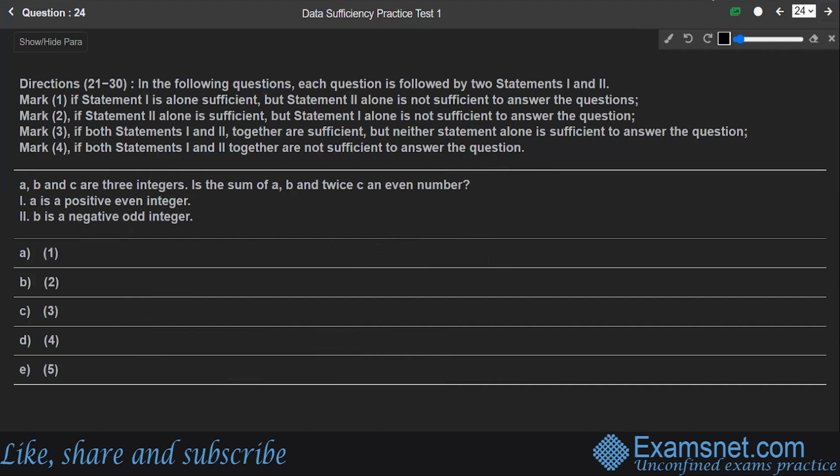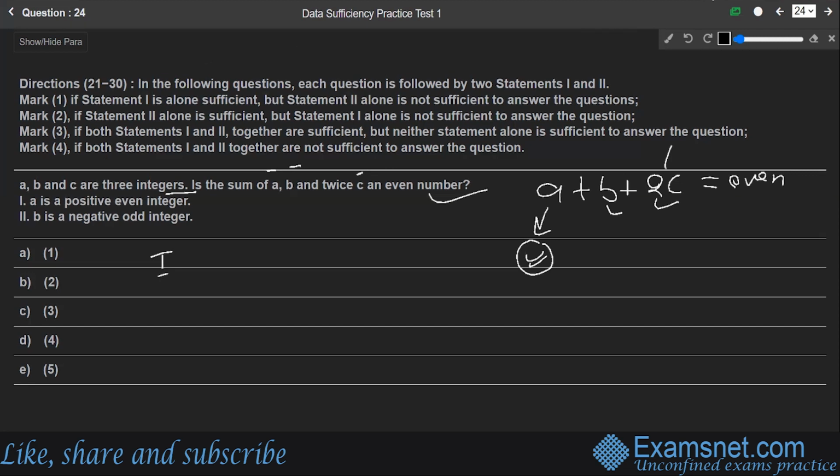Now, we are supposed to find out: A, B, C are three integers. Is the sum A, B and twice C an even number? That is, we are supposed to find out whether A plus B plus twice of C is even or not. That's what we are supposed to check. Okay, what is he giving? A is a positive integer. So just by having the first information that A is a positive integer, we can have n number of positive integers. B is unknown and 2C is unknown, so we cannot check whether the number will be even or not.